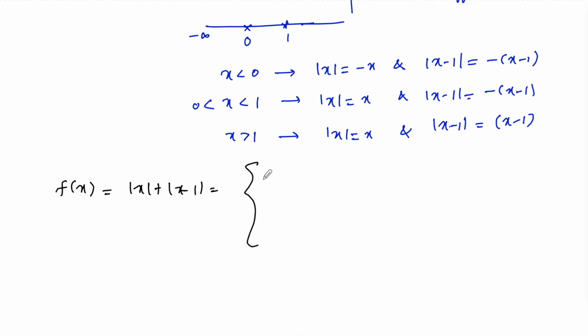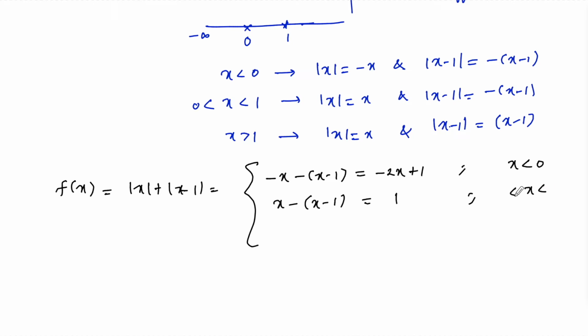in the first interval for x less than 0, mod x is negative x and mod of x minus 1 is negative of x minus 1. So which is equal to, on simplifying, minus 2x plus 1 for x less than 0. And the next one, for x lies between 0 and 1, mod x is x minus of x minus 1, which is equal to plus 1 when x lies between 0 and 1. And the third case when x is greater than 1, we can say here x plus of x minus 1, which is equal to 2x minus 1 when x is greater than 1, three cases.